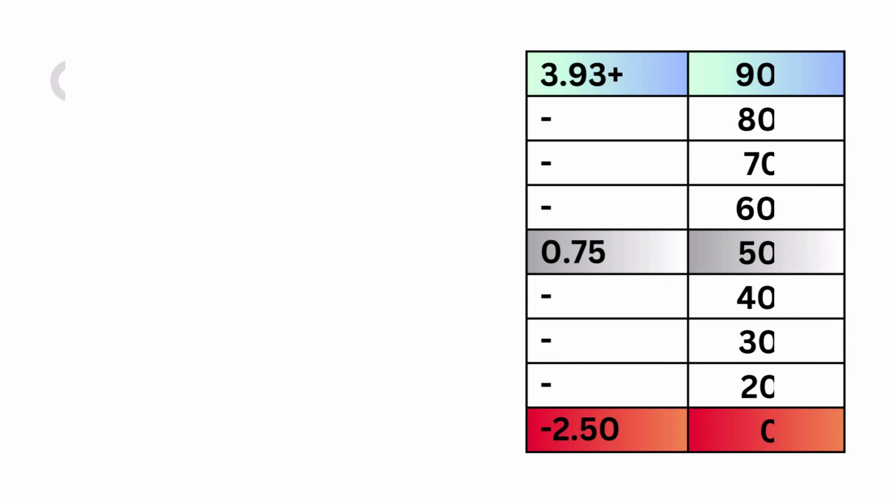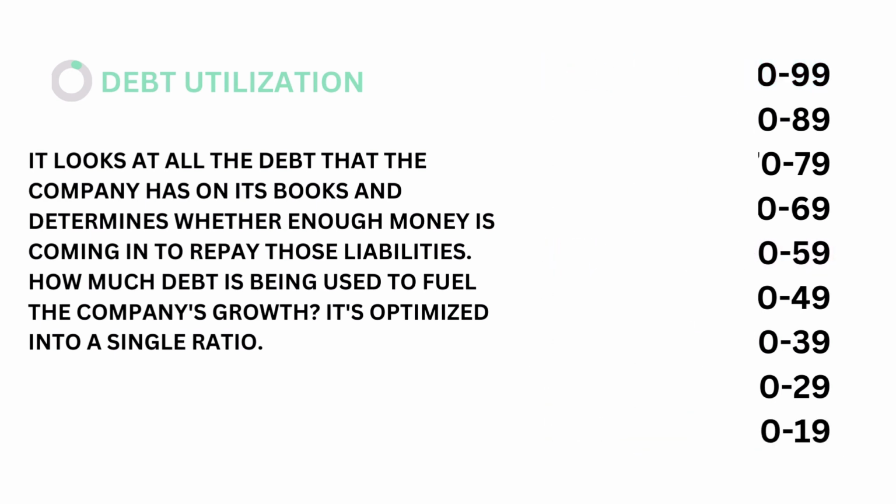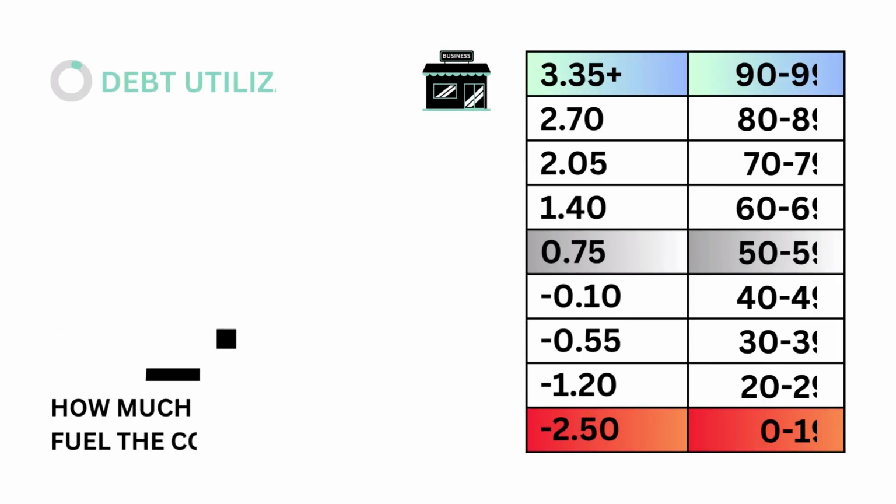Fourth, debt utilization. Debt utilization looks at all the debt that the company has on its books and determines whether enough money is coming in to repay those liabilities. How much debt is being used to fuel the company's growth? It's optimized into a single ratio. The models tell us that a debt ratio of 0.75 is considered average. Here's our debt utilization grade.